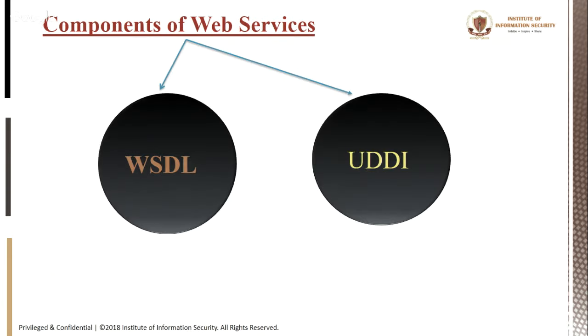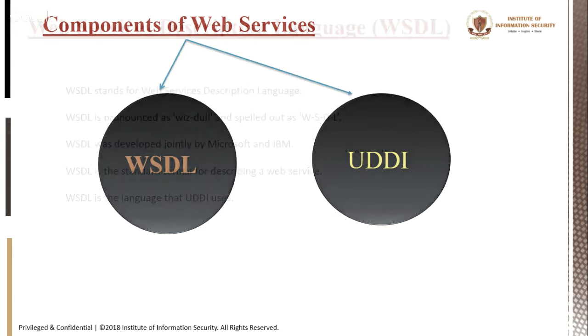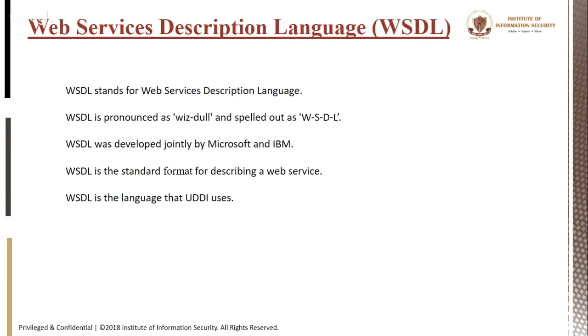So now let's move on to components of web services. There are two important components of web services: WSDL, which is pronounced as WSDL, and UDDI. So we will be learning about what is WSDL and what is UDDI. WSDL stands for Web Services Description Language. As the name suggests, it describes what the web service does. It was basically developed jointly by Microsoft and IBM. It is the standard format for describing a web service.